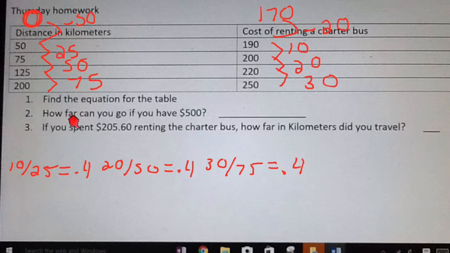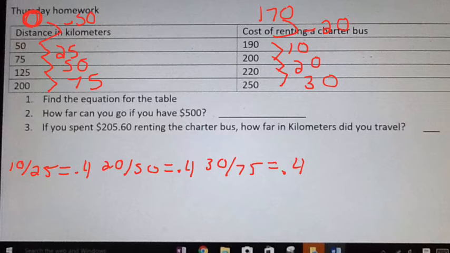I showed you dividing all three of these because if they didn't all come out the same, then this might not be linear. But the change in y of 10 divided by 25 is 0.4, and the change in y of 20 divided by the change in x of 50 is 0.4, and the change in y of 30 divided by the change in x of 75 is also 0.4. This is my slope or constant rate of change, so now all I have to do is work backwards.